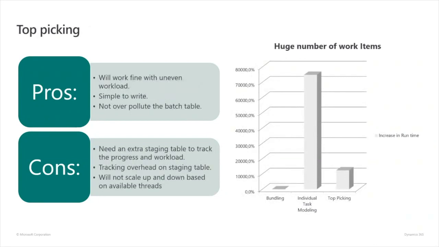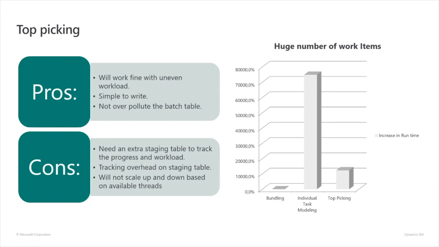Last one I'm going to show here is the top picking approach. There's also a fixed number of tasks created usually while scheduling the job, and there's no pre-allocation done as such, but you're utilizing a staging table for your work items. So your worker threads will then just fetch the next available task from that staging table. And because the number of tasks is pre-created, it will not scale up or down along with the batch schedule.